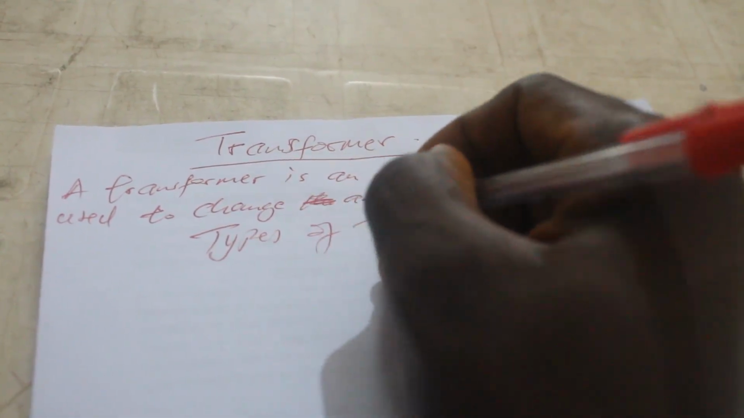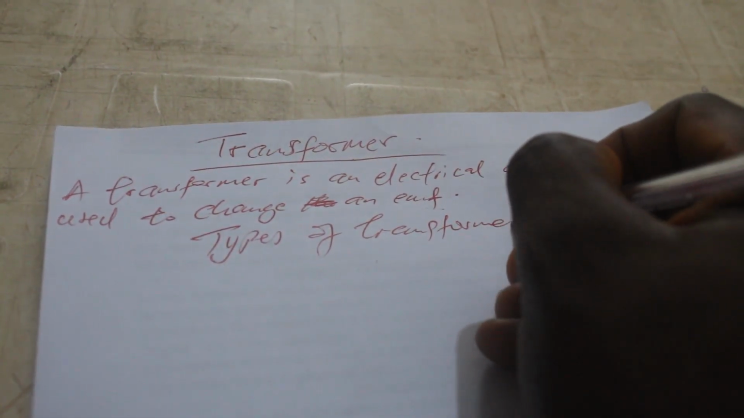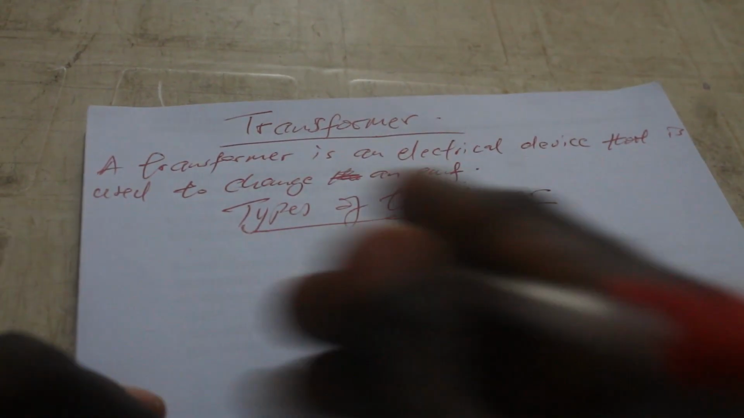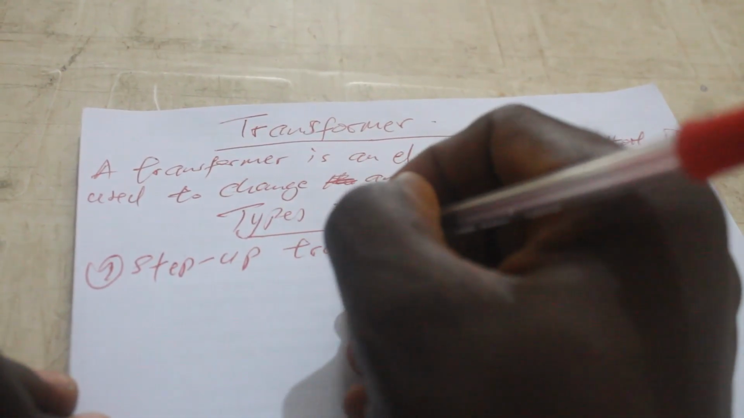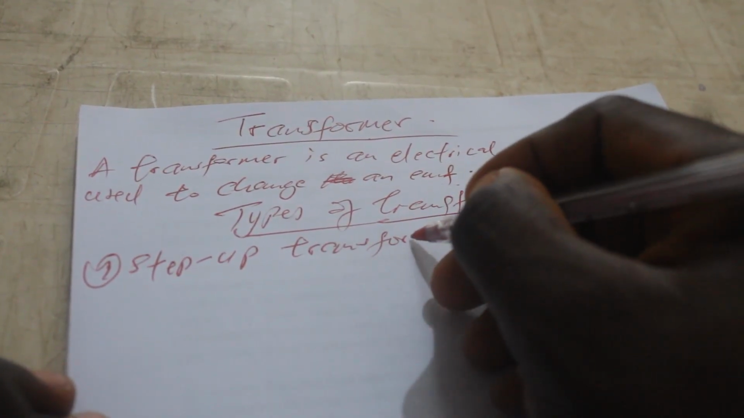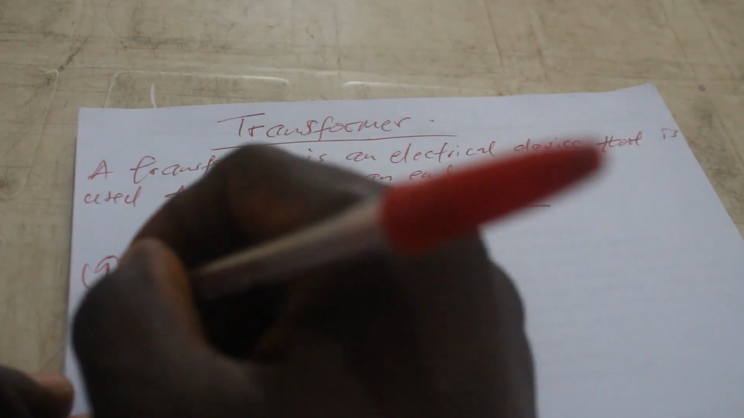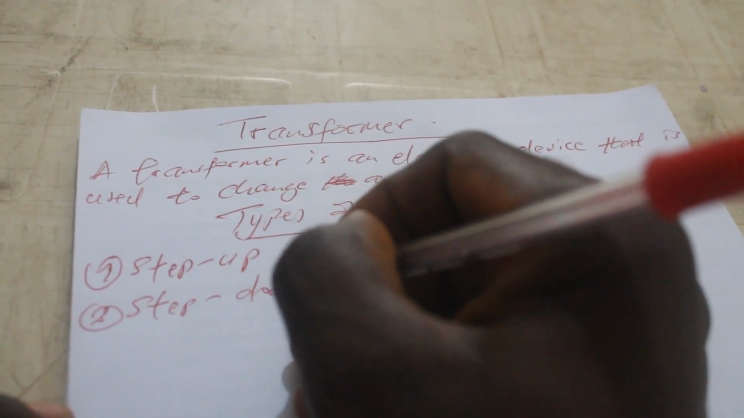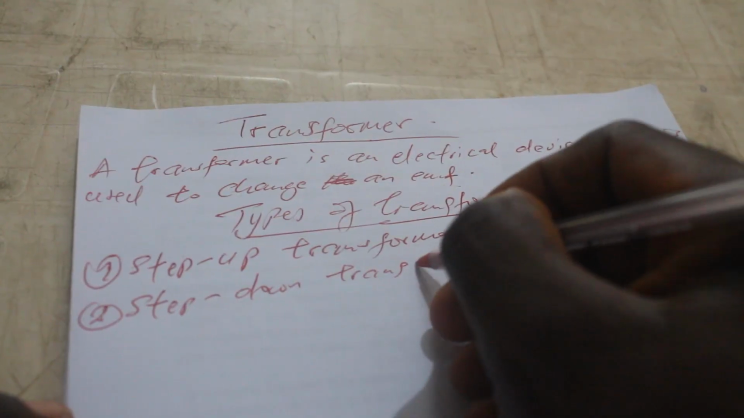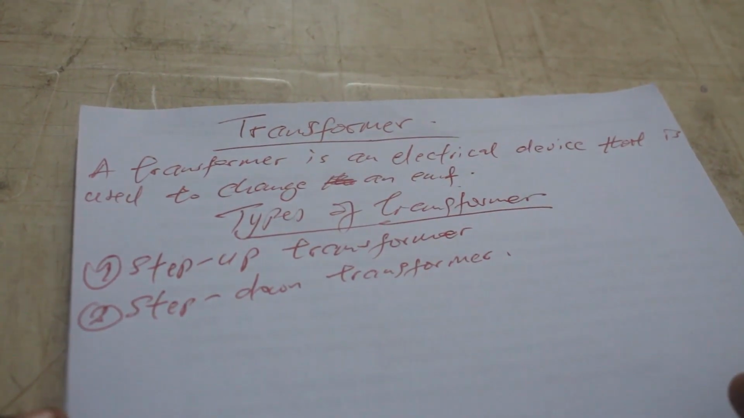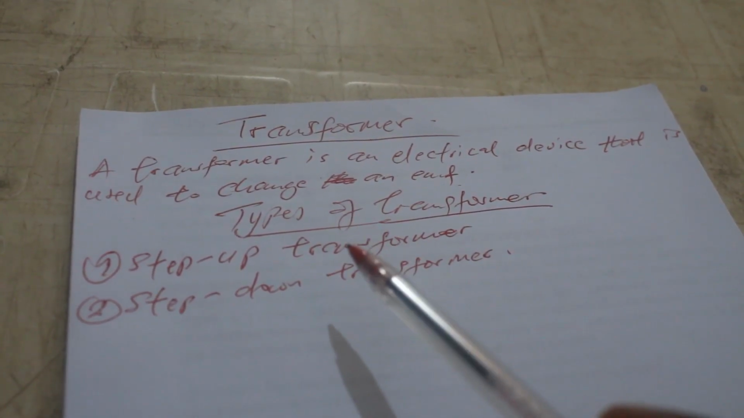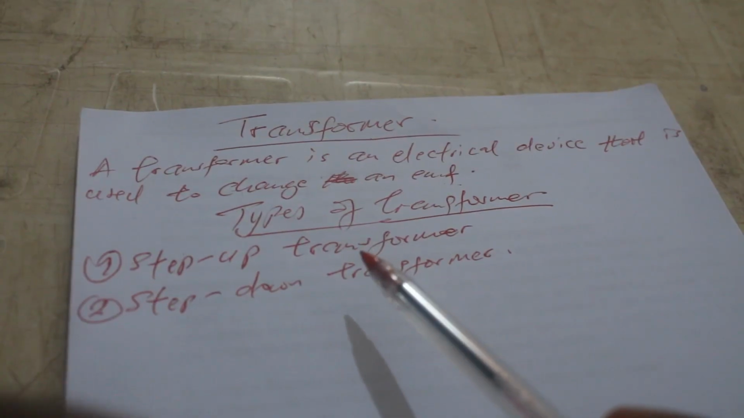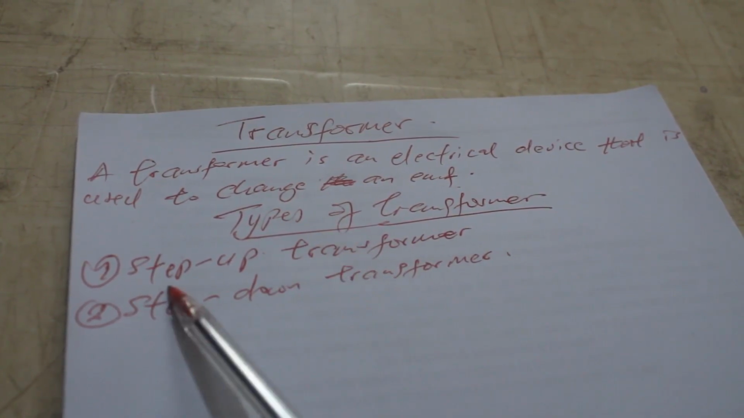Now, there are two types of transformer. Number one, we have the step-up transformer. And then number two, we have the step-down transformer. So we define a transformer as an electrical device that is used to change the EMF, that is the voltage supplied to it. So we have two types of transformer: a step-up transformer and a step-down transformer.